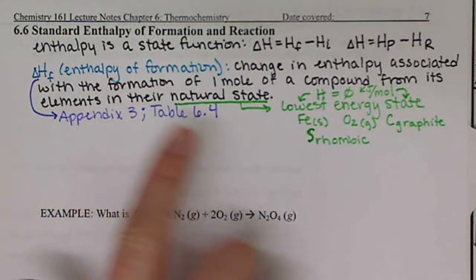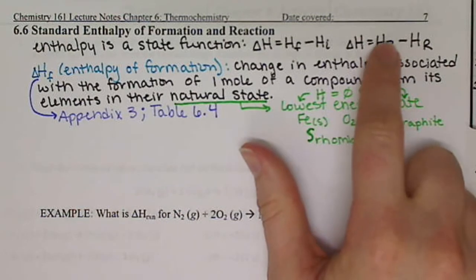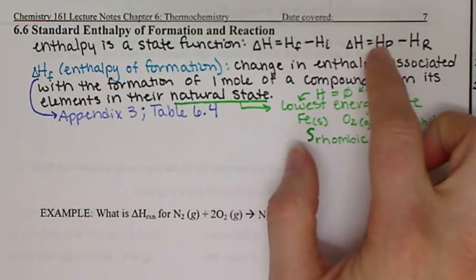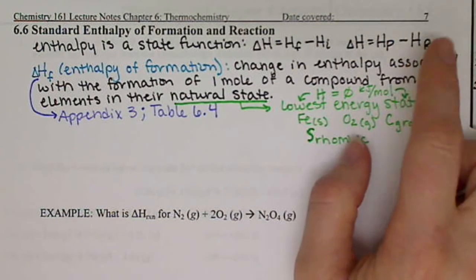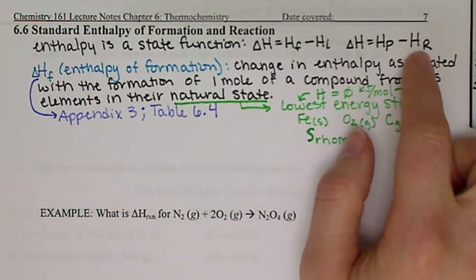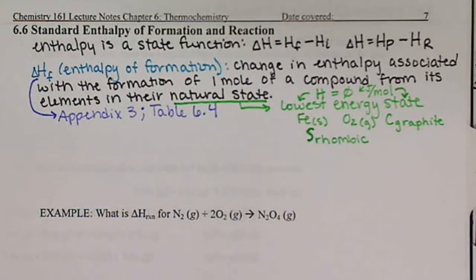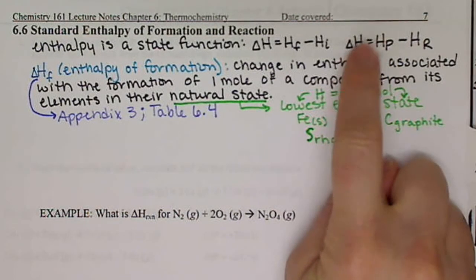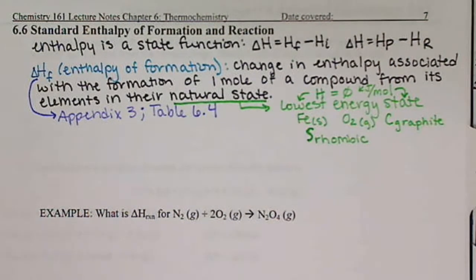And we work on the assumption we're going for our products minus our reactants. So we're going to look at the sum of our product enthalpies and the sum of our reactant enthalpies. So how much energy or how much heat it took to form our products and our reactants. And the difference of that will get us the delta H of formation of the entire reaction itself.